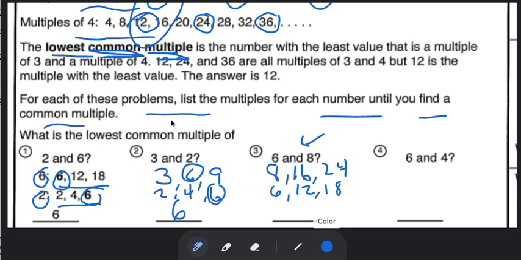Okay, and then if I keep going on the 6s, 6, 12, 18. Oh, what comes next? 24. So we got 24 in both lists. That's the first number we come to, that's the lowest common multiple.